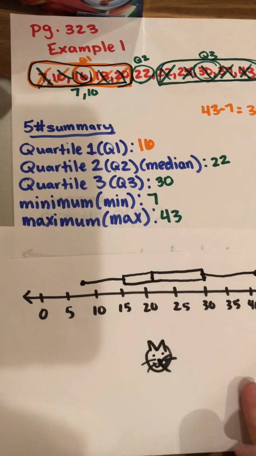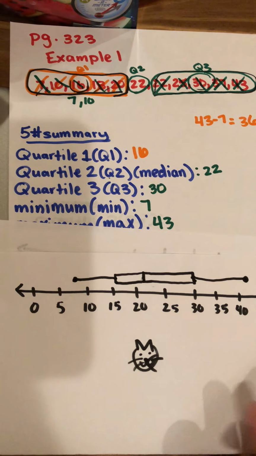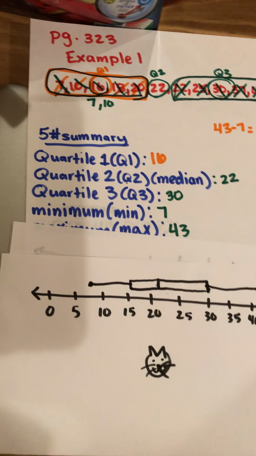So anyways, this is example 1 of box and whisker plots. So let's go to number 4.